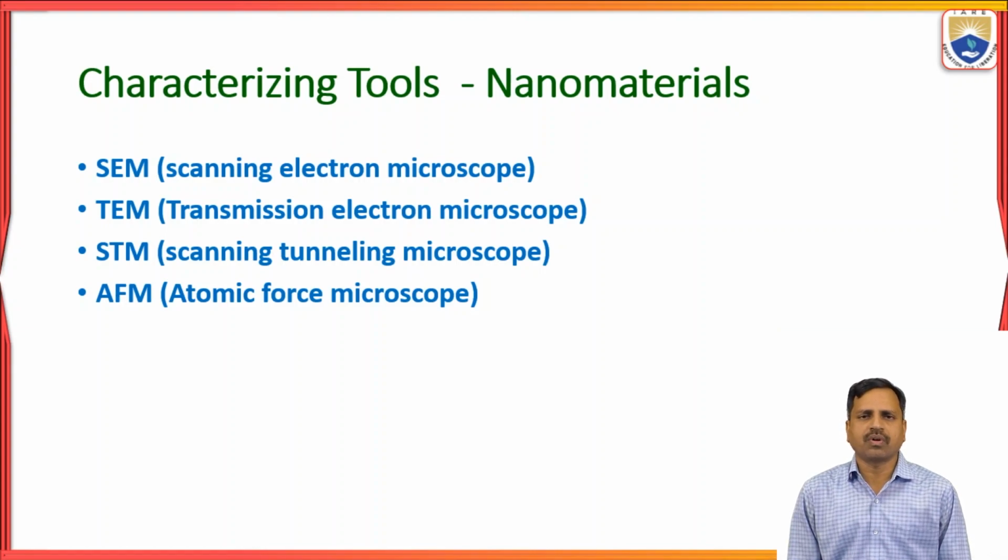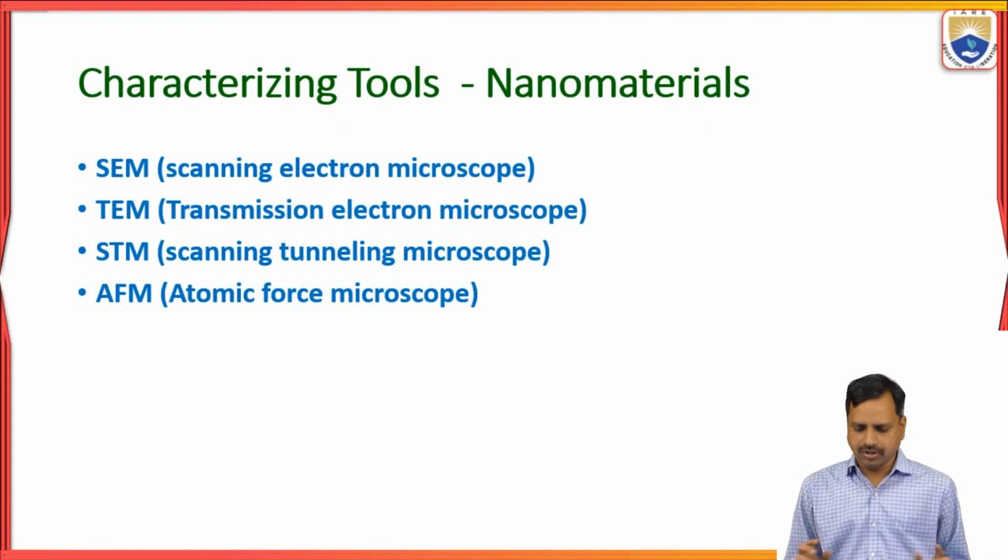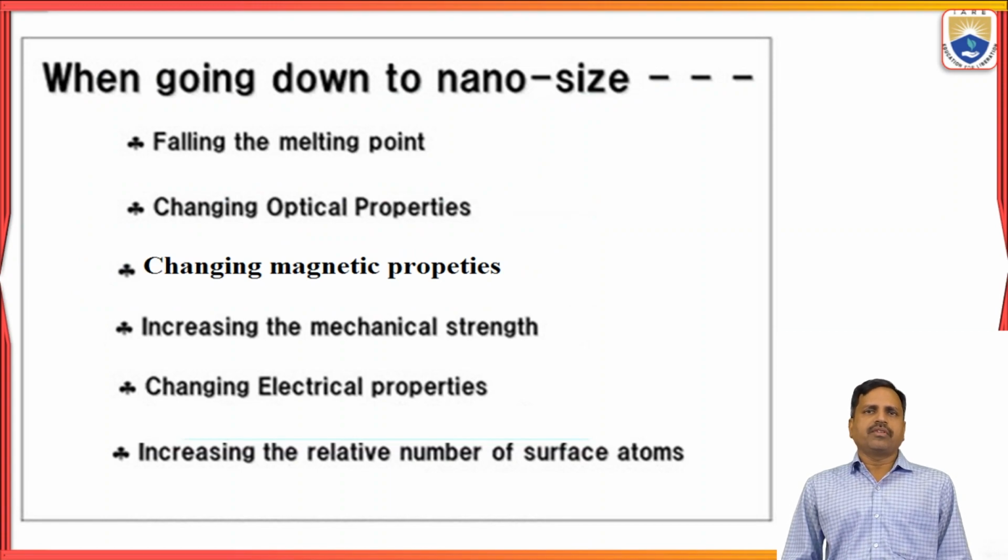We have also discussed that one-dimensional nanomaterials may be surface coatings, and two-dimensional nanomaterials may be nanorods or nanowires. And what are three-dimensional nanomaterials? Three-dimensional nanomaterials are nanoparticles, nanoclusters. We have also seen that when going to nano size, properties change, such as the melting point and optical properties.